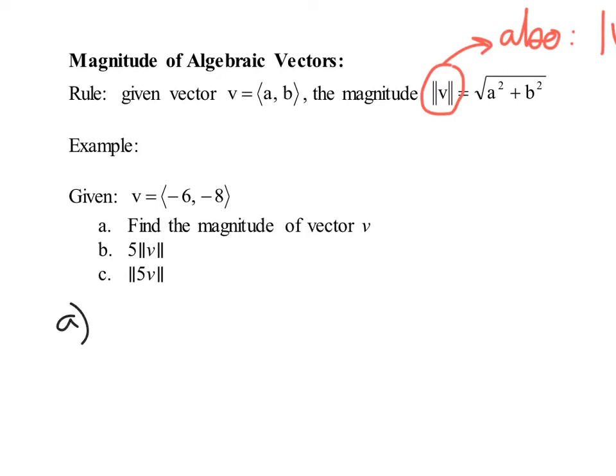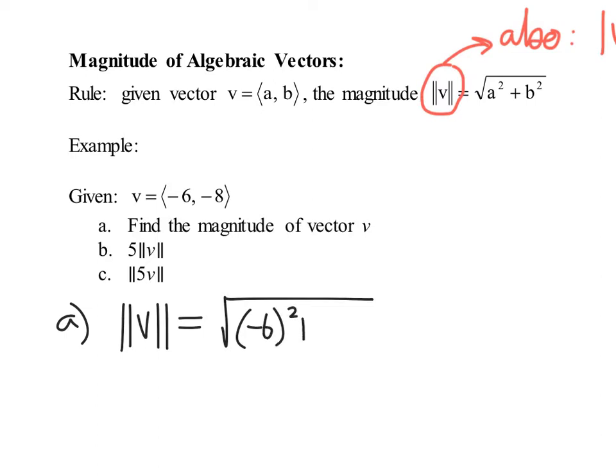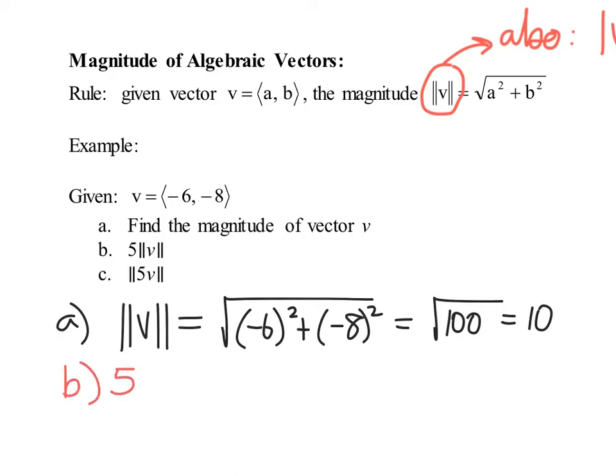Find the magnitude. If I'm looking for the magnitude of v, it would be the square root of -6 squared plus -8 squared. You're going to get a clean 10 out of that. So 5 times the magnitude of v, 5 times 10.